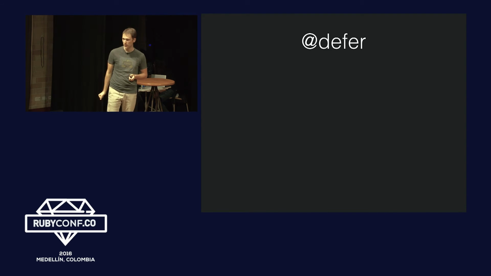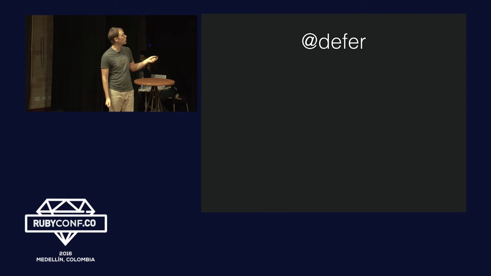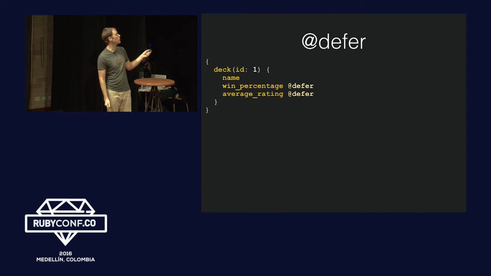GraphQL has some experimental features for this. This little @ sign is called a directive, and it allows you to specify how the query should be executed. So you could write a query like this, where some fields are marked with defer. And defer means when you run this query, don't give me these right away, but give them to me later. So you get a partial response that only has the name field here, but it doesn't have these two.